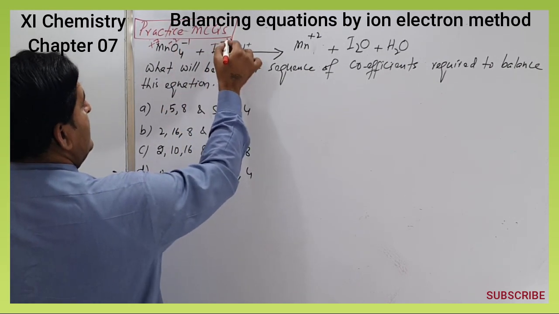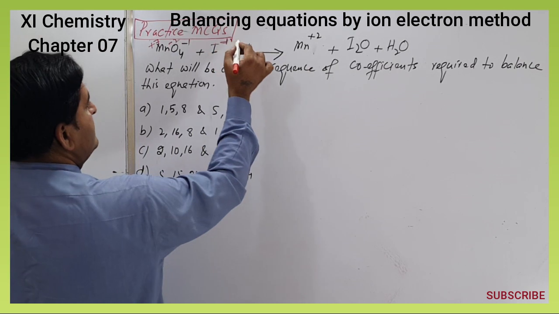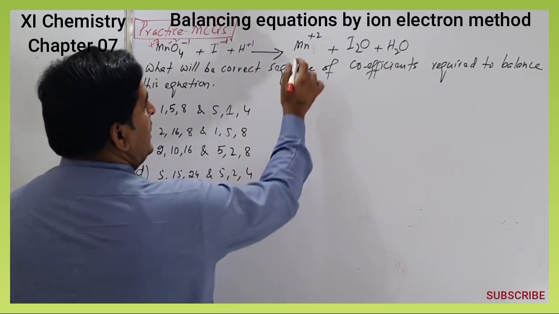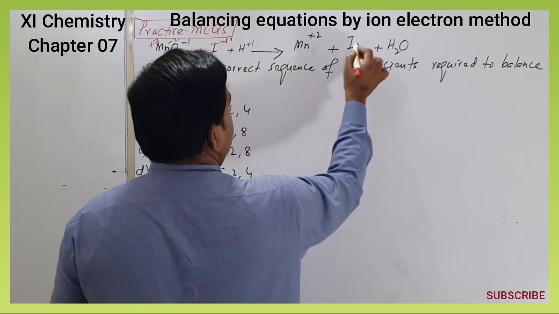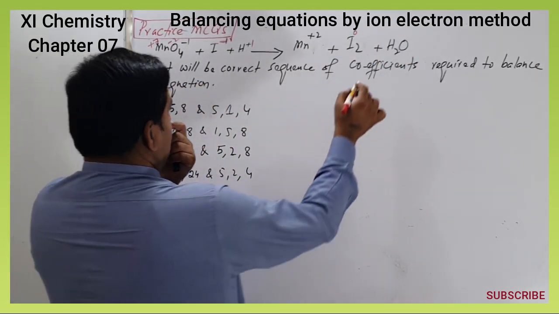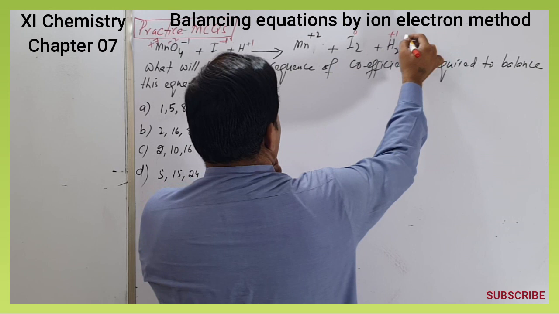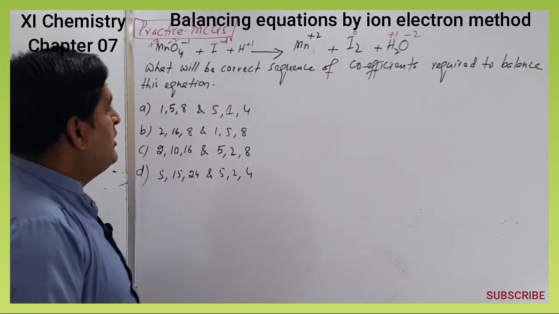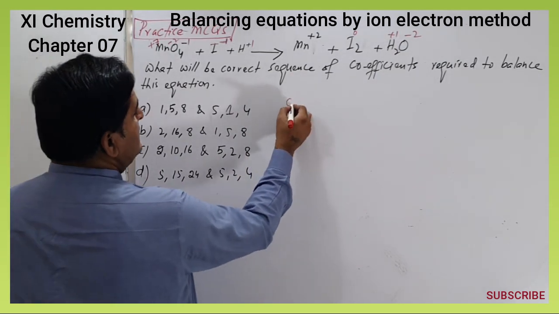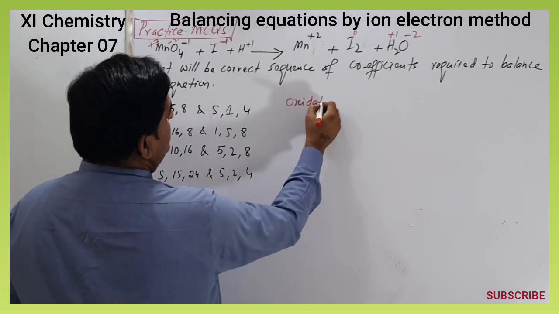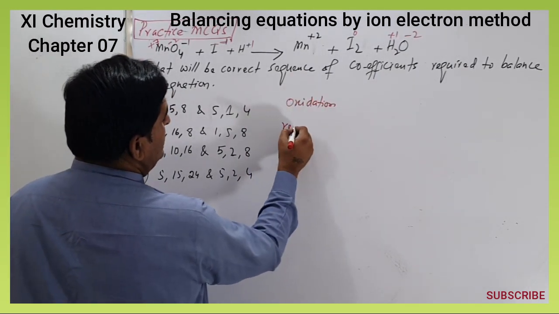The oxidation number for iodine is minus 1 here, hydrogen is plus 1. Here it is already mentioned plus 2. The oxidation number of iodine is 0. The oxidation number of hydrogen is 1, oxygen is minus 2. Now we find two elements. We split this equation directly into oxidation and reduction.